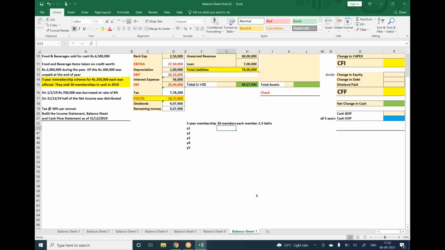So that means year 1, how much money will you make? Can you give me the answer? 50,000. No. 2.5 lakhs each member you have charged, and how many members are there? So it will be equals 2,50,000 into 30 members for 5 years. For 1 year it will be 15 lakhs. Agreed?